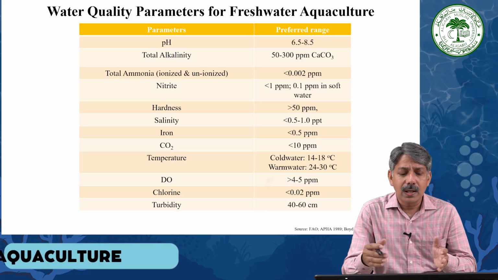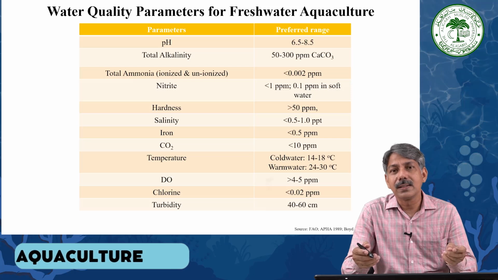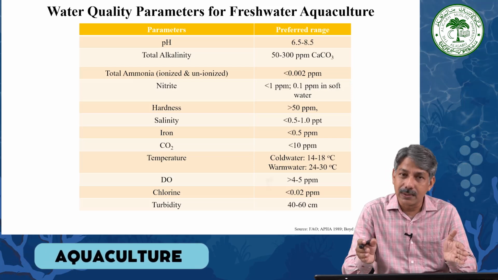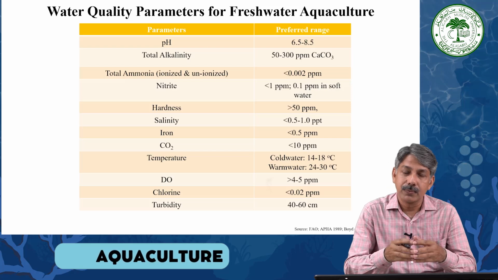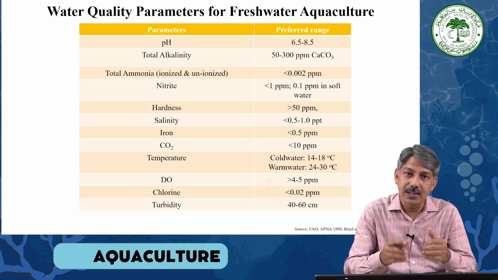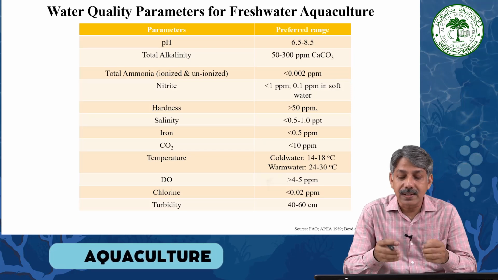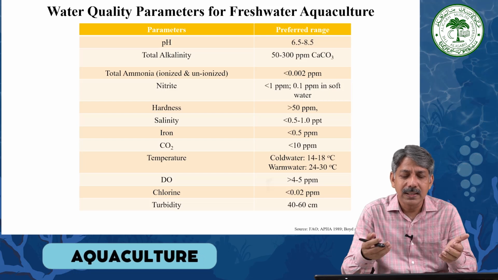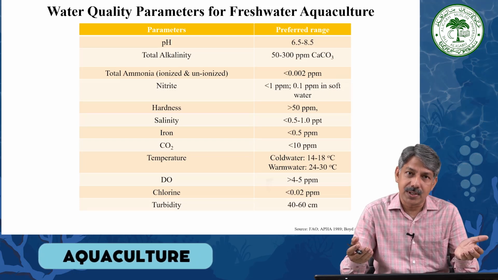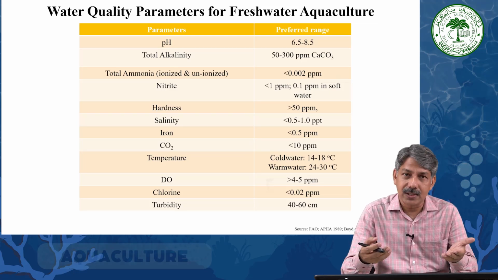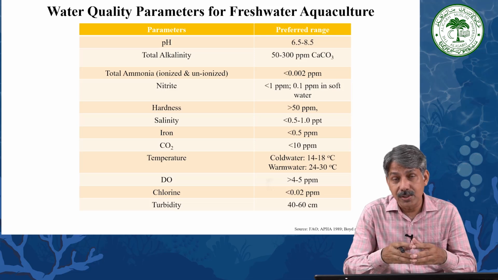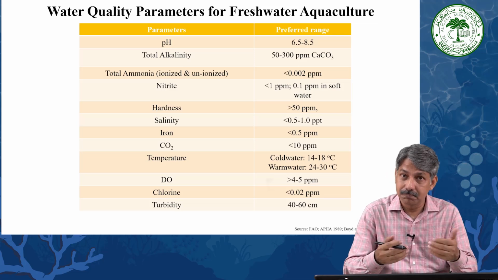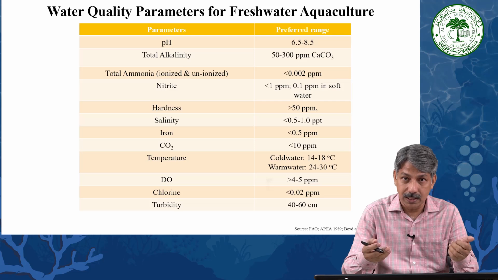Now, I've tried to show you here that since water quality parameters influence the life of fish which is being cultured or which has to be cultured, we must understand what has been given in the published literature as the preferred range or optimal range required for fish to be cultured in different types of waters, freshwater or brackish water or marine water.